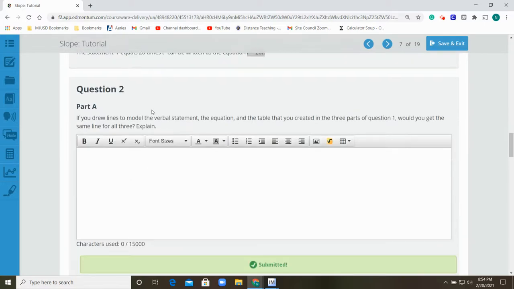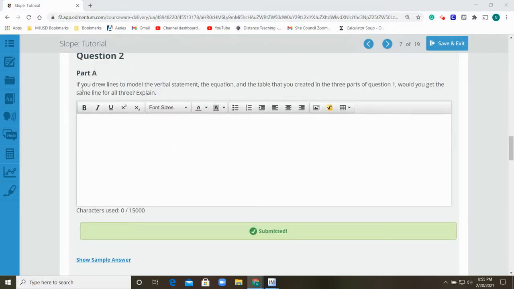If you drew lines to model the verbal statement, the equation, and the table that you created in the 3 parts of question 1, would you get the same line for all 3? Explain. Because they all represent the same equation, then yes, all 3 would be the same line.